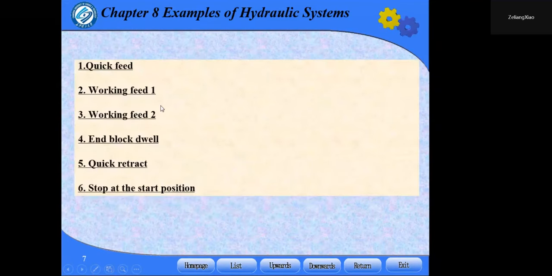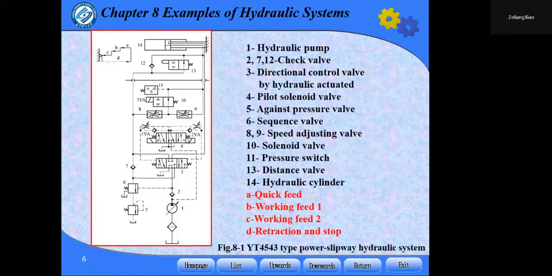Then we go to working phase one. When the distance valve 13 is actuated by the block on the slipway, the oil line to the end of the cylinder through valve 3 is cut off. However, the solenoid on valve 3 is still engaged, causing the oil to pass through the speed regulation valve H. The system pressure increases to open circuit valve 6 and reduce the output flow rate of the pump until it matches the flow rate after passing through valve 6.